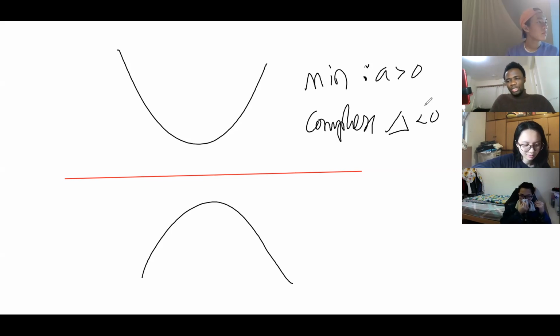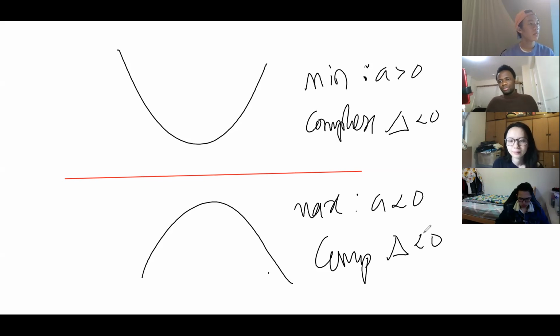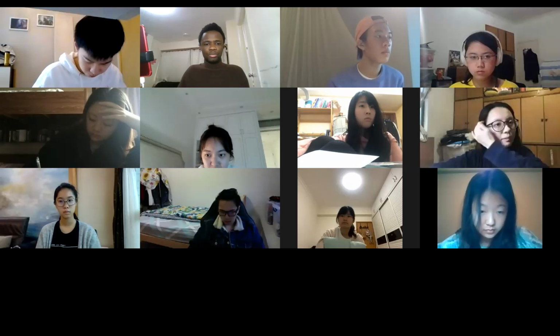Okay, another one is when you have a maximum that is complex. Maximum exists when your a is less than 0. Complex exists when your discriminant is also less than 0. So those are the two conditions. Does this make sense? Here you have all positive, here you have all negative. So this is the positive definite, this is the negative definite, and that is what this note is trying to talk to you about.